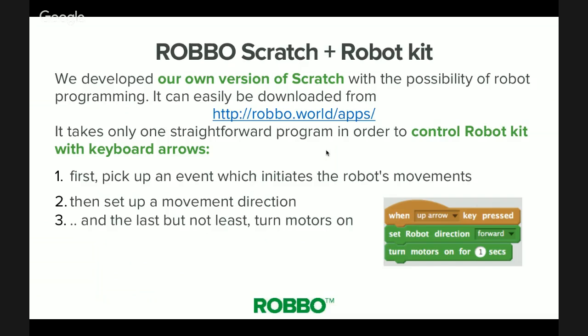ROBBO Scratch and Robot Kit. ROBBO Scratch is a Scratch version which we updated a little bit to work with our robots. It can be easily downloaded from robbo.world, in our apps file. There are 2 options right now, for Mac and for Windows, but we already have the Linux version ready, and it will be uploaded shortly.